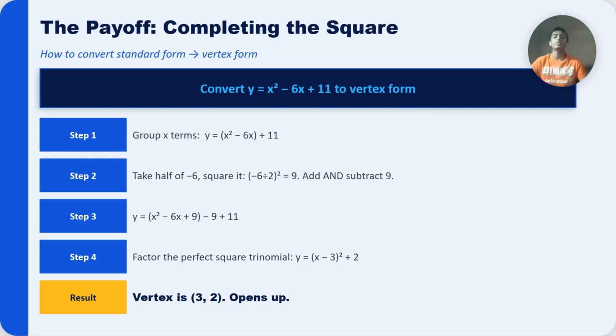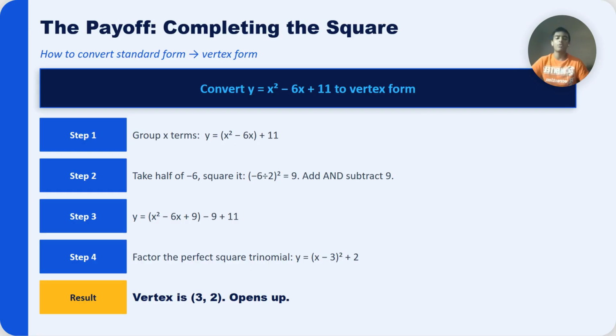Okay, so here's what I promised at the start. The technique that lets you convert any standard form equation into vertex form. It's called completing the square. So for this example, let's take y equals x squared minus 6x plus 11. Group the x terms in parentheses: (x squared minus 6x) plus 11.